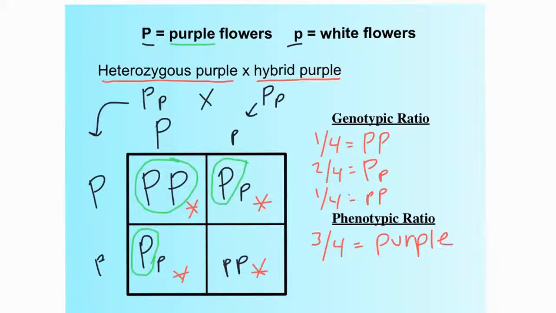Also, this one right here, 1 out of 4 are going to have 2 recessive alleles. So on average, 1 out of 4 will have the phenotype of being white. Remember, phenotype is what you can see. You can see purple, you can see white. Genotypes you cannot see. Those are the specific alleles that are in the DNA of these plants.